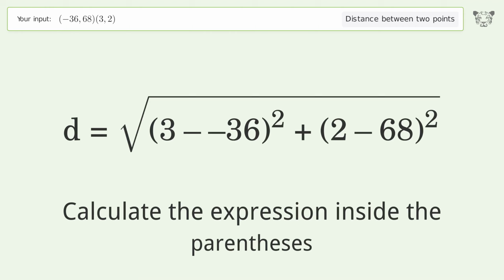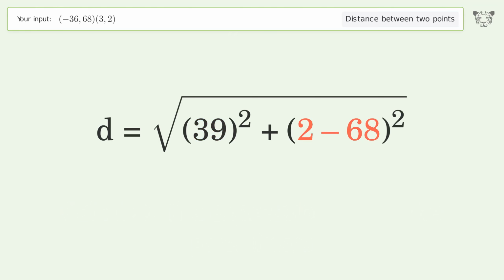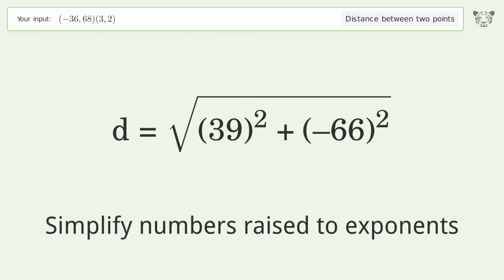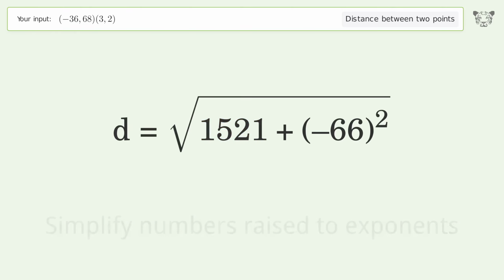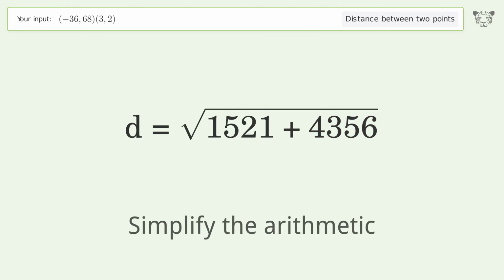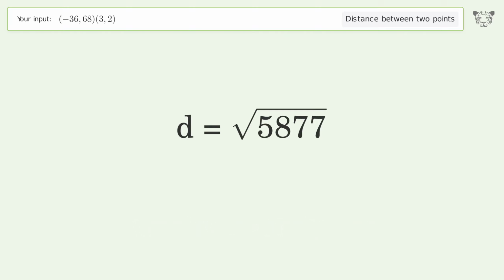Calculate the expression inside the parentheses. Simplify numbers raised to exponents. Simplify the arithmetic. And so the distance between the 2 points is the square root of 5,877, or 76.662.